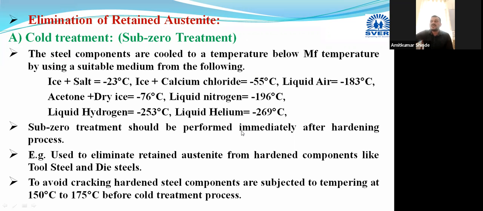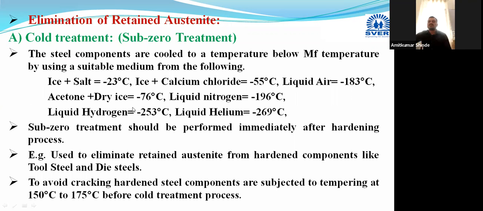Here, we are cooling that steel component below the martensite finish temperature, or martensite formation finished temperature, by using a suitable medium according to the temperature requirement. We can use different mediums. Suppose we are using ice plus salt medium, it provides minus 23 degrees Celsius. Ice plus calcium chloride will give you minus 55 degrees Celsius. Then liquid air will give minus 183 degrees Celsius.